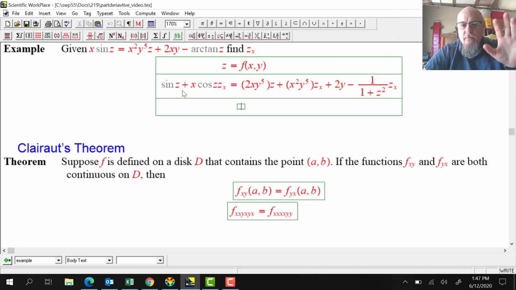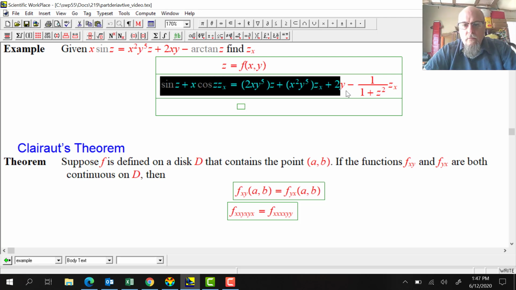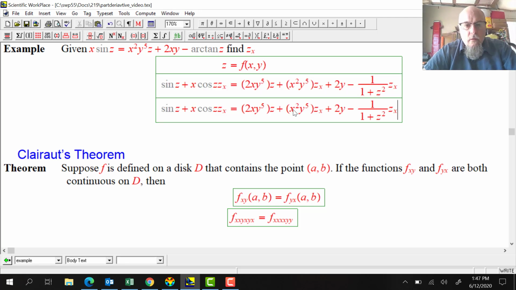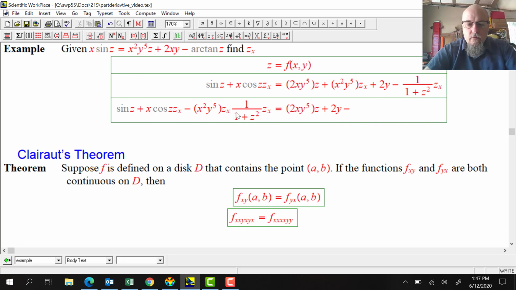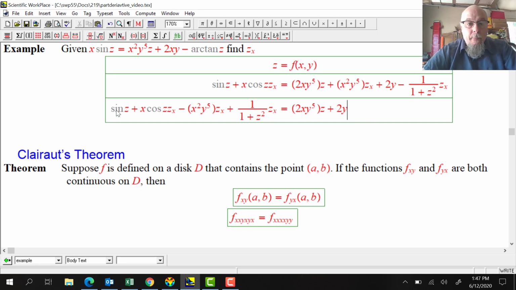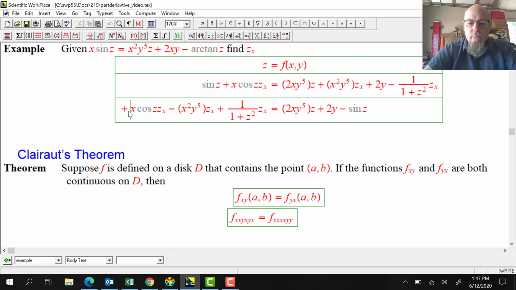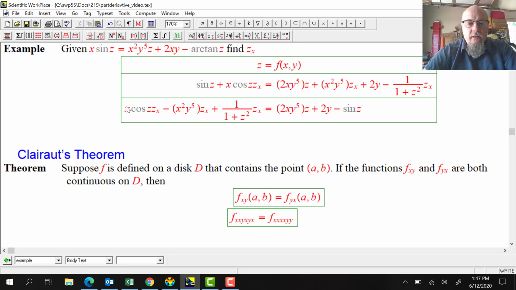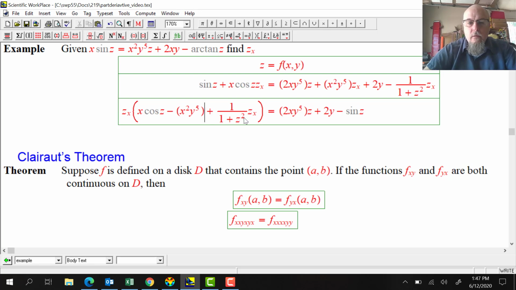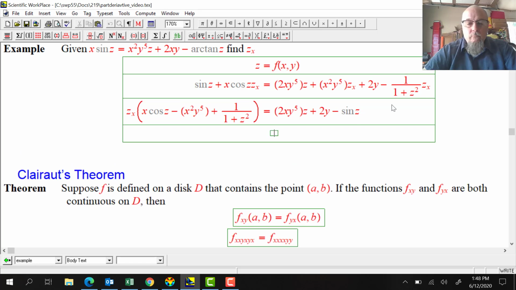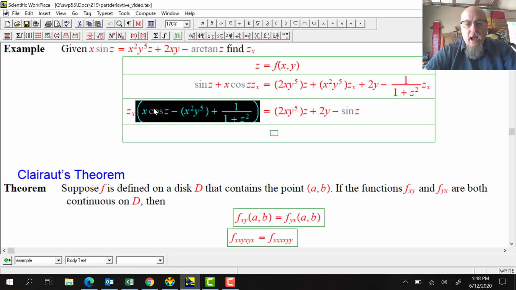Okay, everything with a z sub x I'm going to put on this side. So I want this to go over here, so it becomes a minus. I want this to come over here, so it becomes a plus. That doesn't have a z sub x, so I'm going to bring it over here, and it's going to become a minus. All right, every piece here has a z sub x on it, so I'm going to factor out a z sub x. Now all I got to do is divide this big bracket out to the other side.